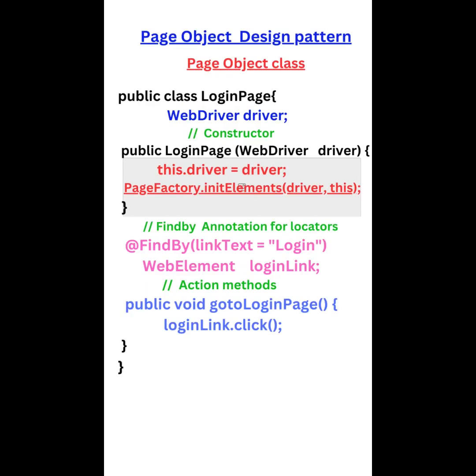In Automation Framework, we use the Page Object Design Pattern. That is, create a Page Object repository with Page Object classes. In this class, we have a constructor. Next one is the FindBy annotation for locators, then action methods.